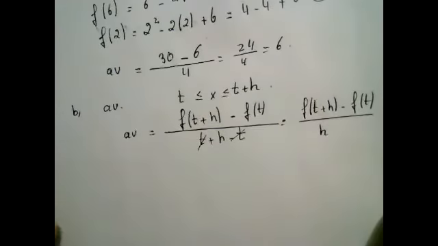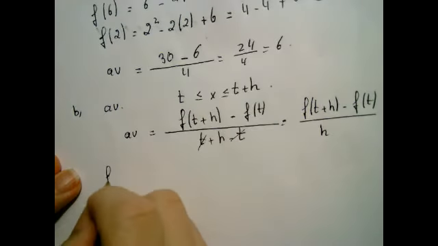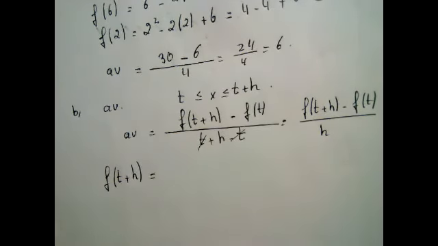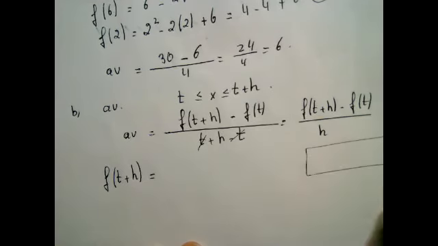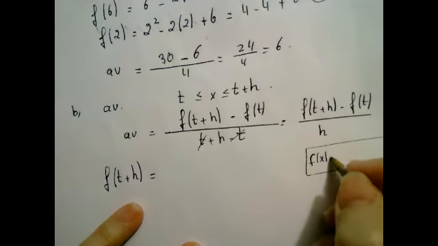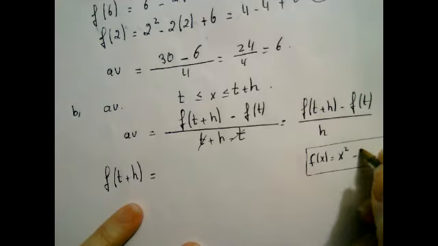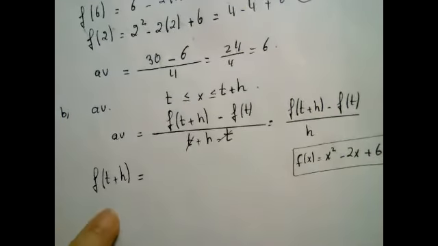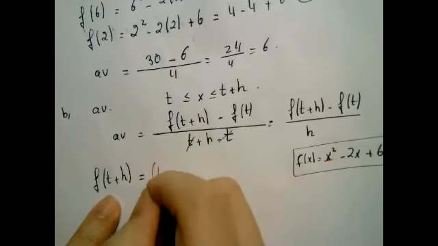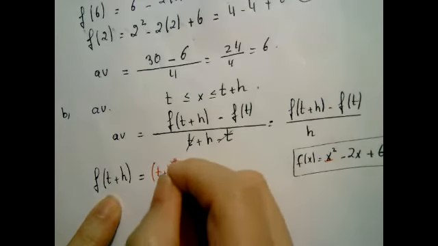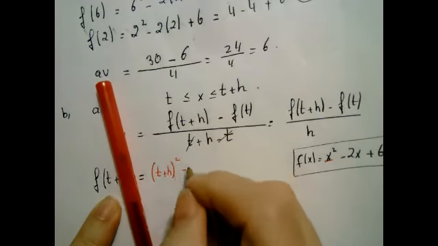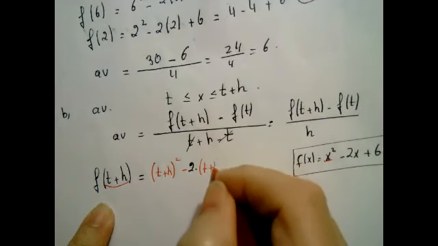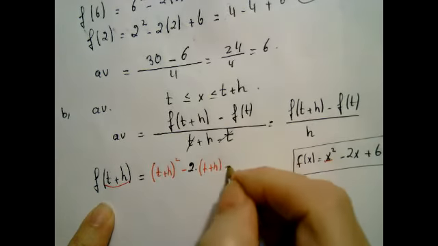Now we have to do each one of them by itself. So I will take f of t plus h and I evaluate that. Now what is my function? What is my function doing? My function takes an input x, and that's the formula. It's x squared minus 2 times x plus 6. So verbatim, what's going to do to t plus h? Whenever there is x, now we have t plus h squared minus 2 times, whenever there is x, I have t plus h, plus 6.